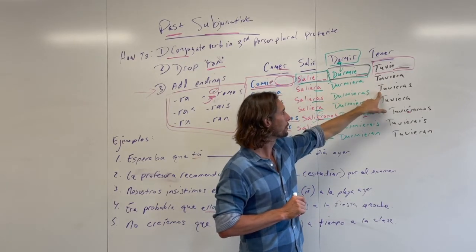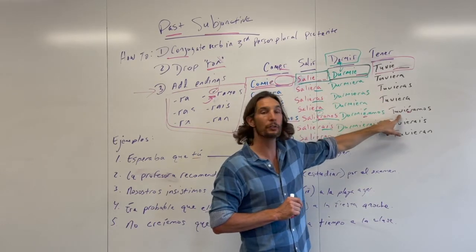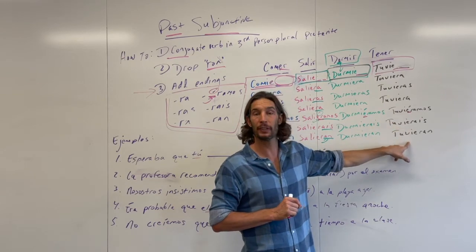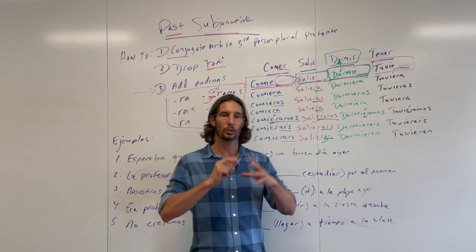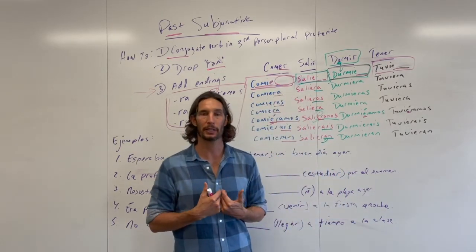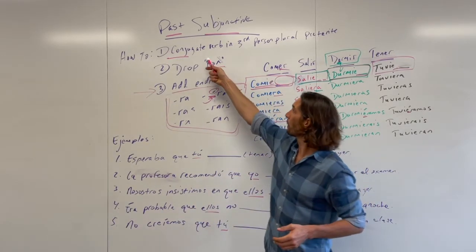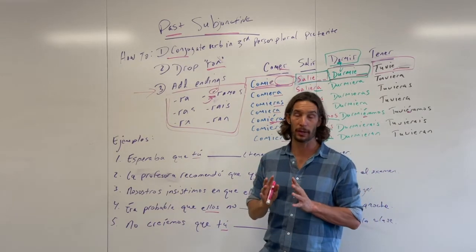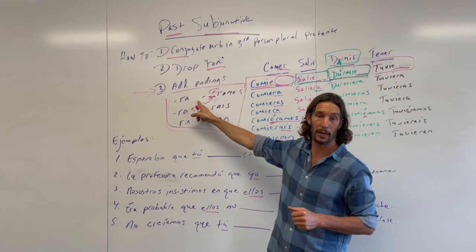Tuviera, tuvieras, tuviera, tuviéramos, tuvierais, tuvieran, right? And so hopefully you were able to sort of begin to conceptualize how this past subjunctive is conjugated. Again, just to reiterate, conjugate in the third person plural preterite, that's our starting point. And then from there you drop the RON and then you add your appropriate endings.